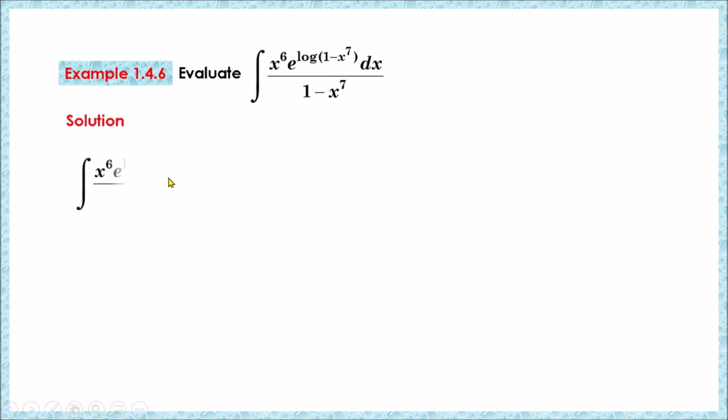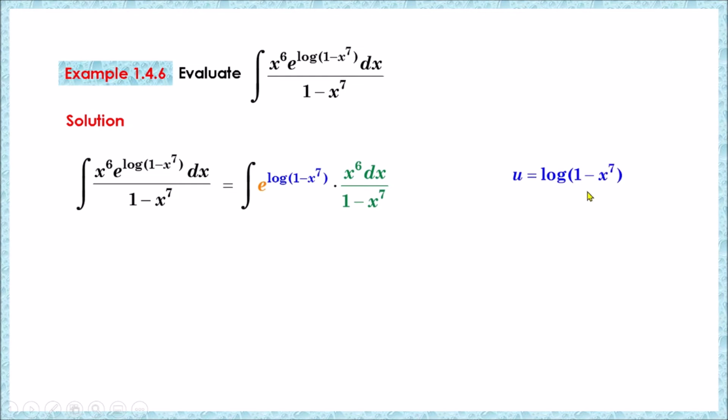Example 1.4.6. Evaluate the integral of x to the 6 e raised to log of 1 minus x to the 7 dx over 1 minus x to the 7. Solution. Given the integral of x to the 6 e to the log of 1 minus x to the 7 dx over 1 minus x to the 7, we can write this as integral of e to the log of 1 minus x to the 7 multiplied by x to the 6 dx over 1 minus x to the 7.